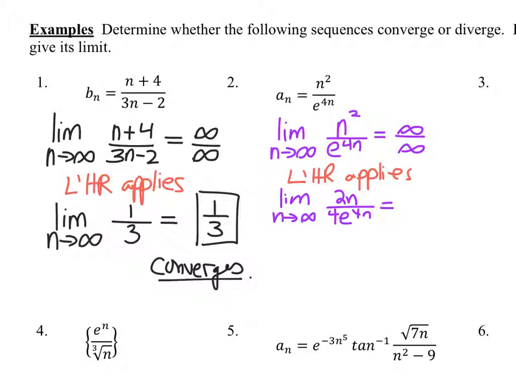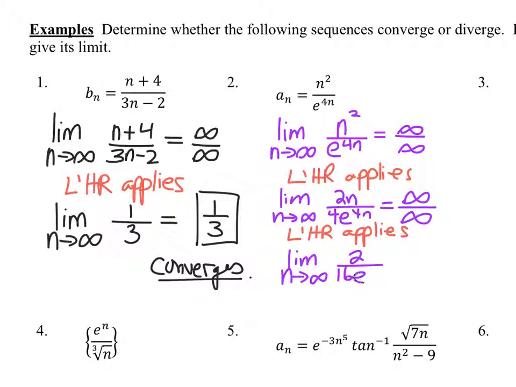So good news, bad news. Bad news is if I plug in infinity at this point, I still get infinity over infinity. The good news is I can do something with that. It means L'Hopital's rule applies. Again. So derivative top and bottom. 2 over 16 e to the 4n. Until you get something that is finite.